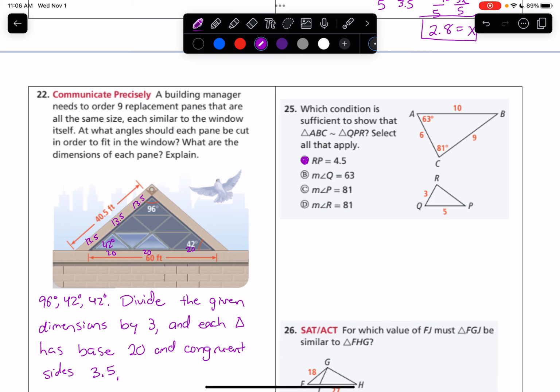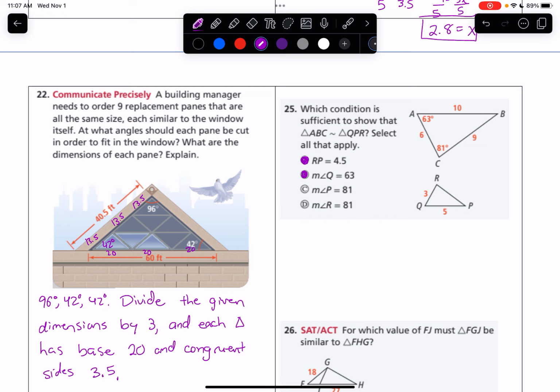The next one, the measure of angle Q is equal to 63. If we knew that one, we would say, all right, Q here is 63. I know this is 63. That gives us side angle side similarity. Sorry, the first one was side, side, side. I think I said side angle side, but side, side, side there.